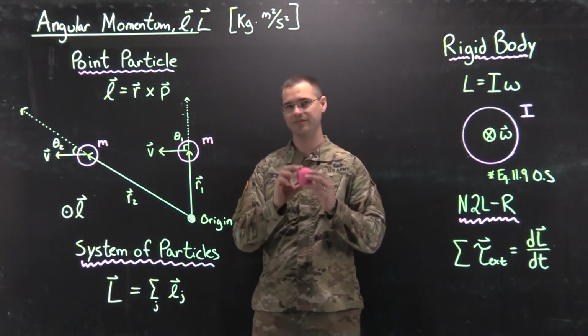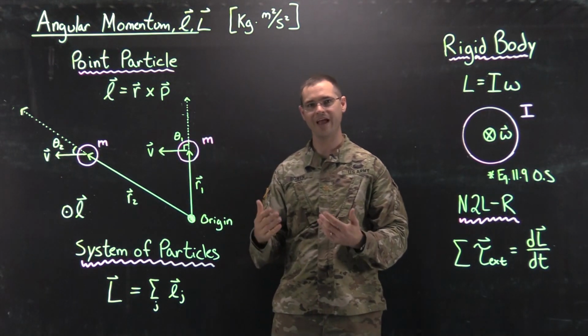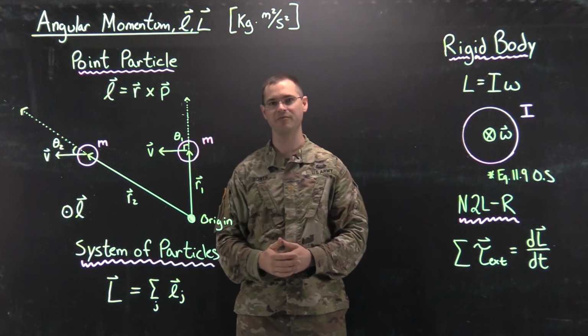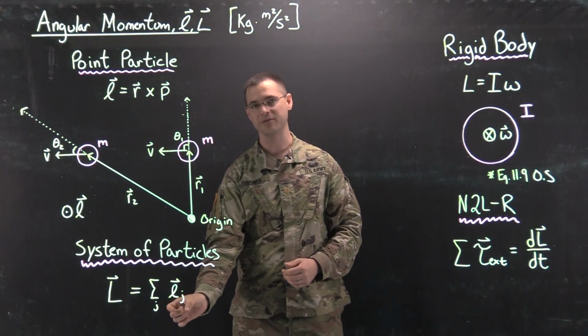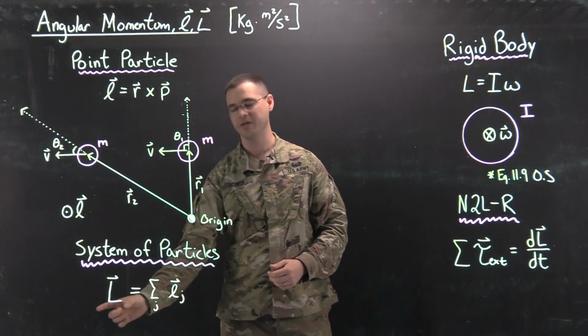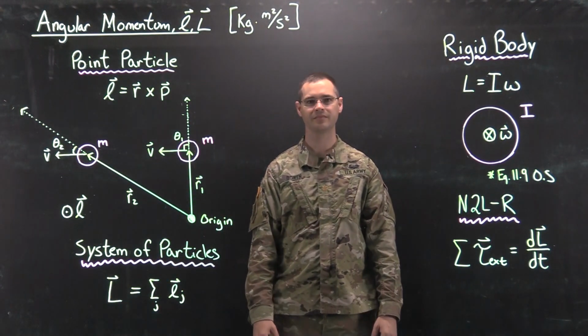So if we have a system of point particles, not just one, and we want to look at the angular momentum of our system of point particles, then we simply add up all of the individual angular momentums for each point particle to get the total angular momentum for our system.